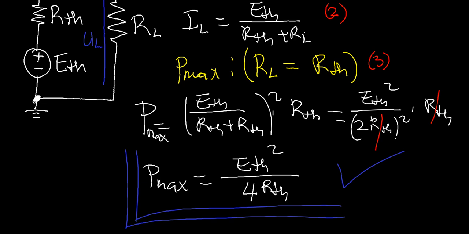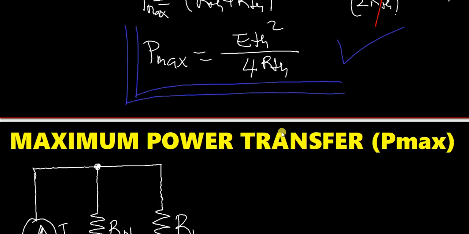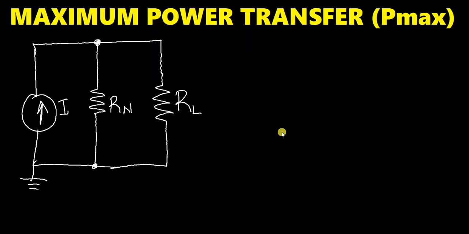Now what can happen if we have, instead of a Thevenin source, a Norton source? In this formula we are first of all looking for the expression of the current I load, and from there we know that the formula of the power P will still be I load square times R load.